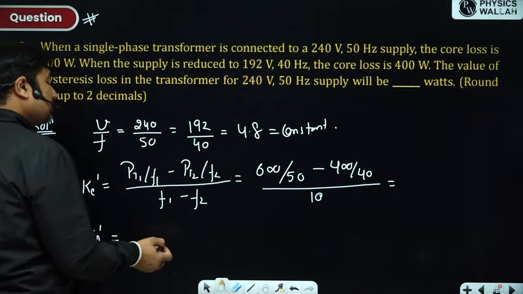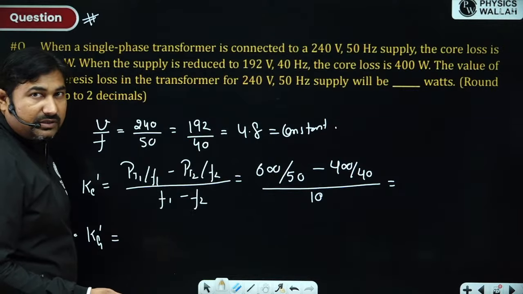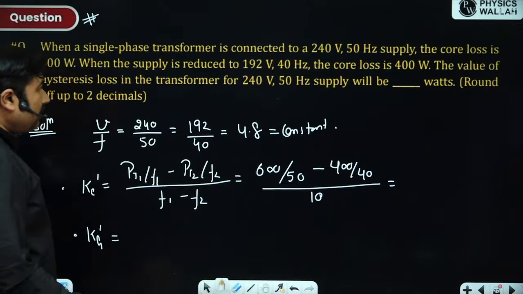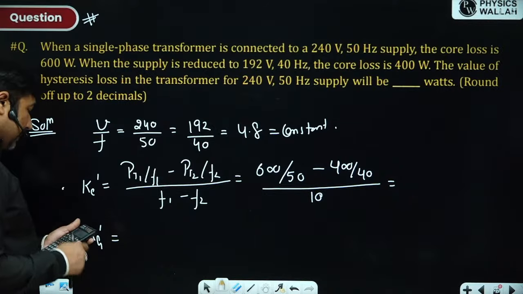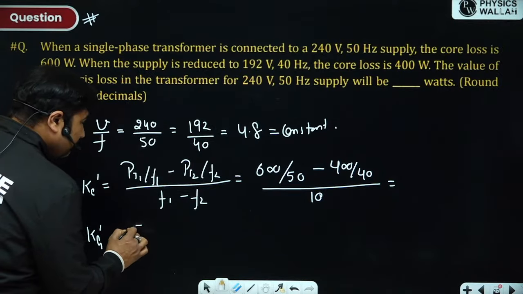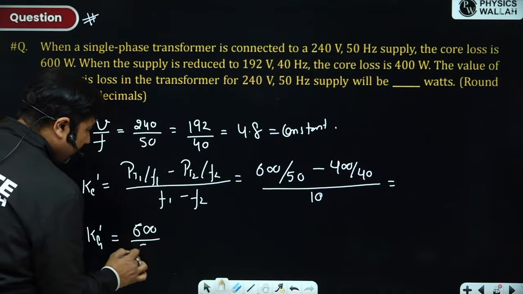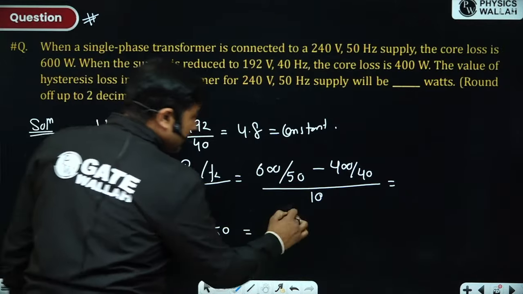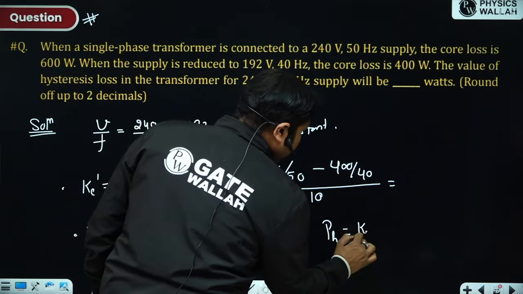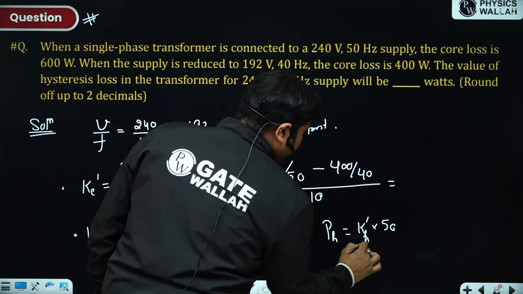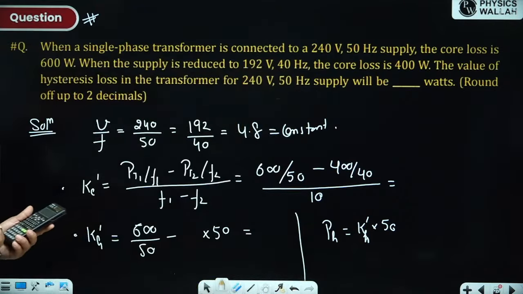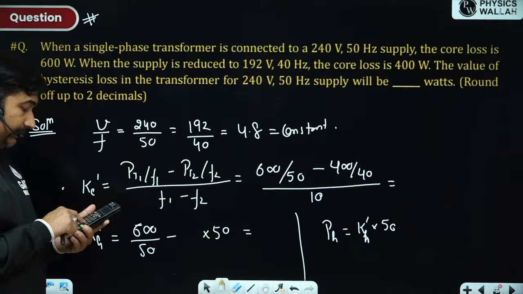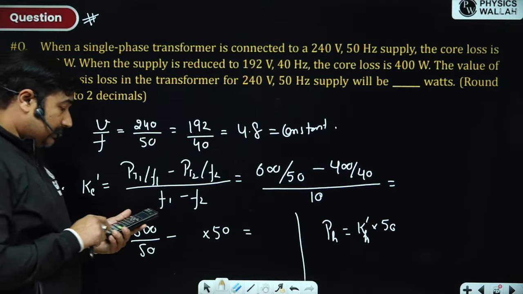Once we have KE dash, you can calculate KH dash, or instead you can directly calculate PH, because if you know the hysteresis loss, the total loss is 600 watt. So total loss minus eddy current loss is also the hysteresis loss only. But I am calculating: 600 by 50 minus KE dash into 50 would give you KH dash, and hysteresis loss will become KH dash into 50. At 50 hertz we have the hysteresis loss. So (600 by 50 minus 400 by 40) divided by 10.